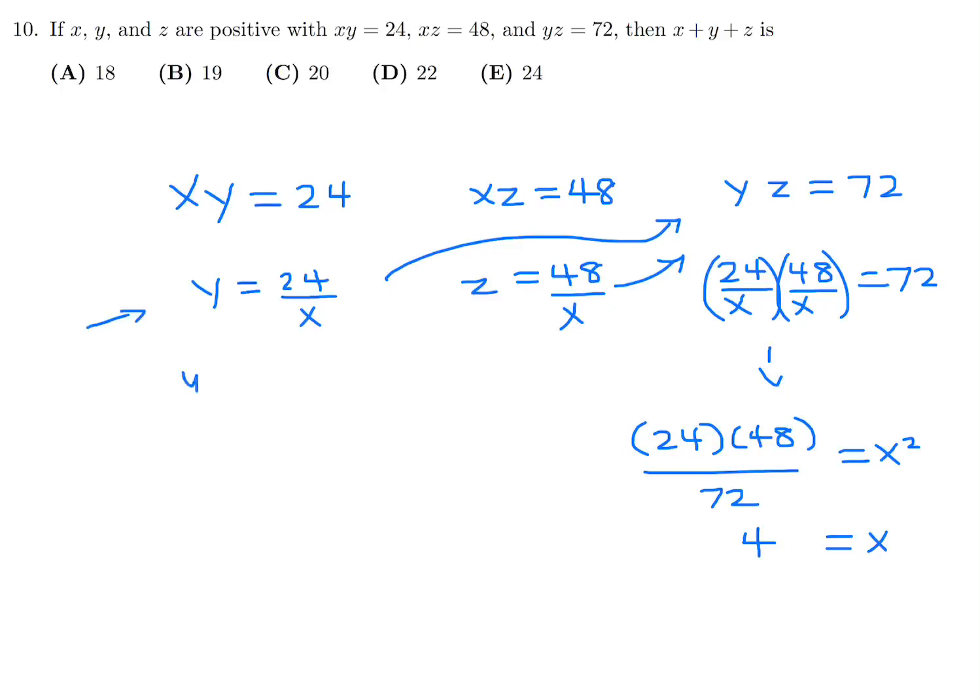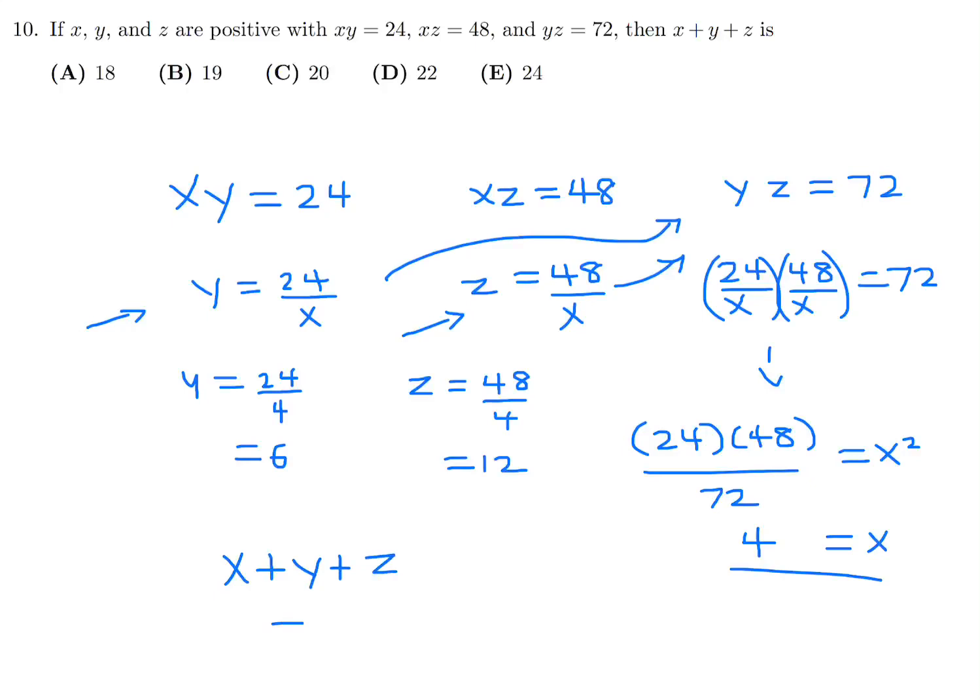Substitute that back into there, and you'll get y is equal to 24 over 4, which is 6. And substitute that into there, and you'll get z is equal to 48 over 4, which is 12. And therefore, x plus y plus z is equal to 4 plus 6 plus 12, which is 22. And therefore, the answer to number 10 is D.